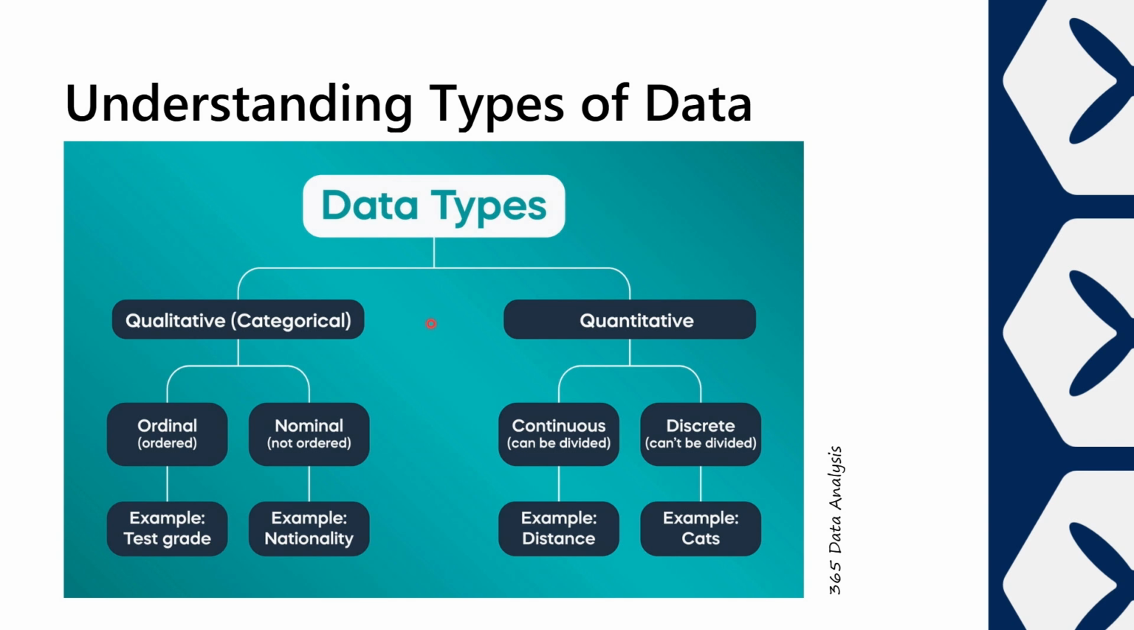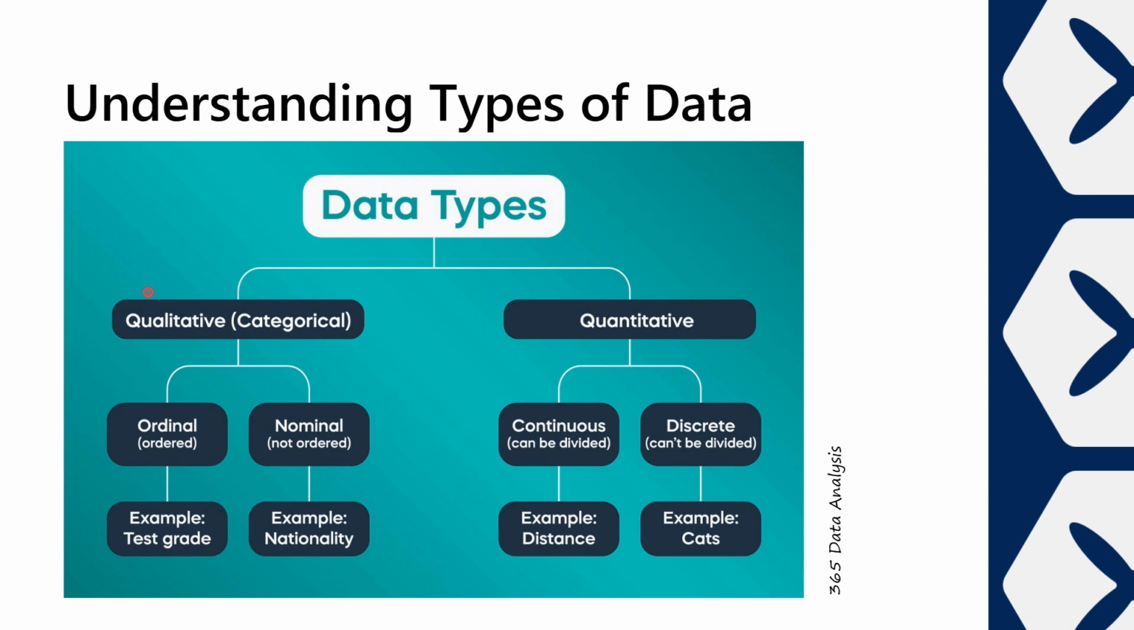So discrete data typically does not take decimals. So it's 1, 2, 3, 4. You don't have in-betweens. It's just there on a scale. You cannot say you have a cat and a half: one cat, two cats, three cats, four cats.